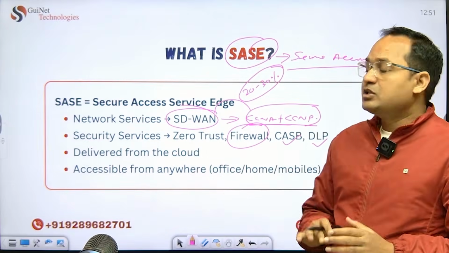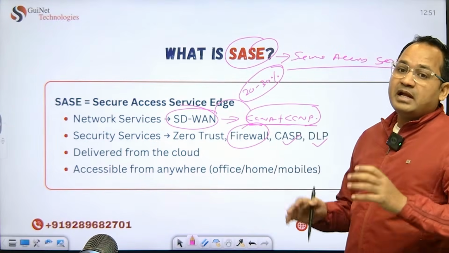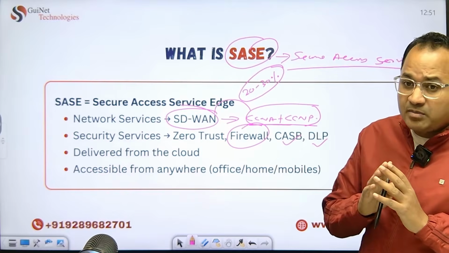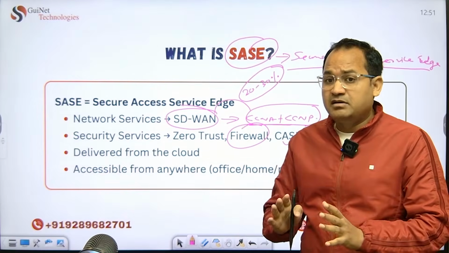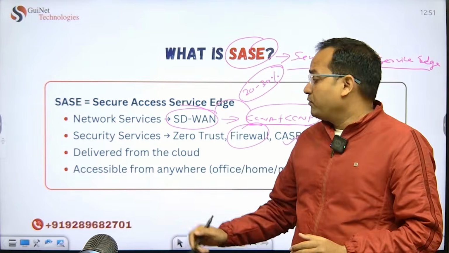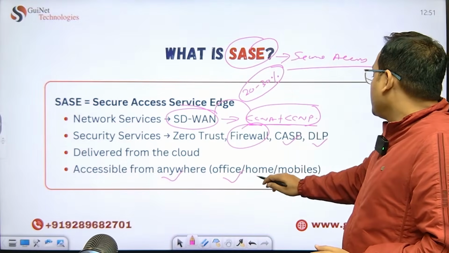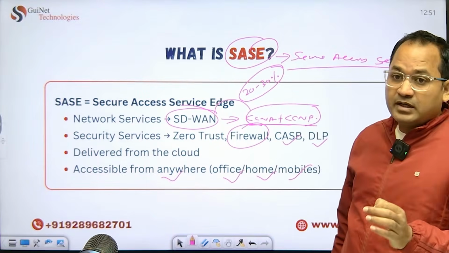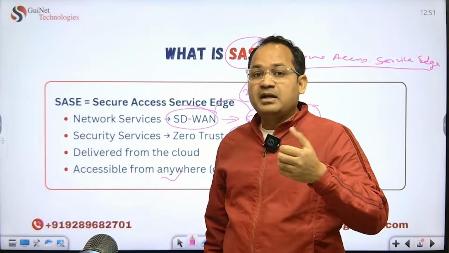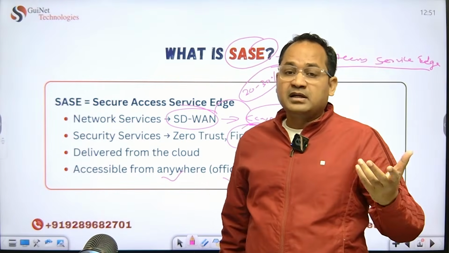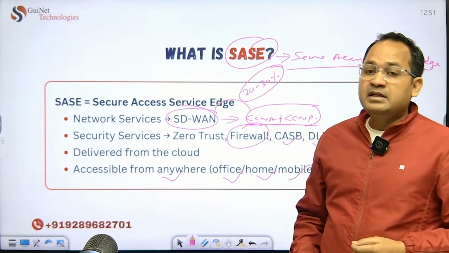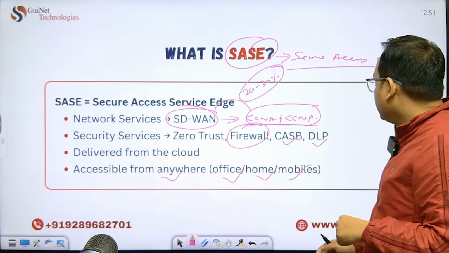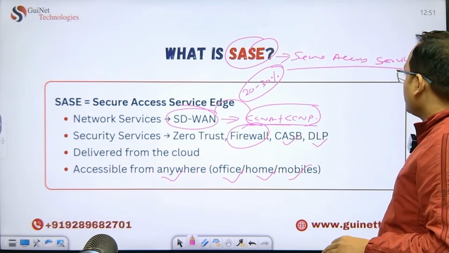SASE is going to give the flexibility to access your network, any kind of infrastructure, cloud infrastructure, data center infrastructure, and your office connectivity from anywhere, either office, home, or mobile devices. It means you are a road warrior, sitting anywhere, in a cafe, or traveling in the air. If you have internet connectivity, even in a different country, you can access this whole network very easily from any location.